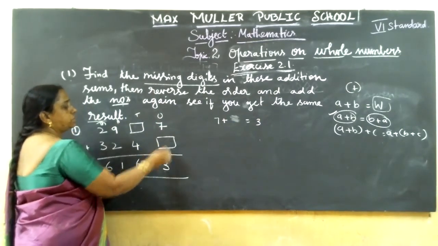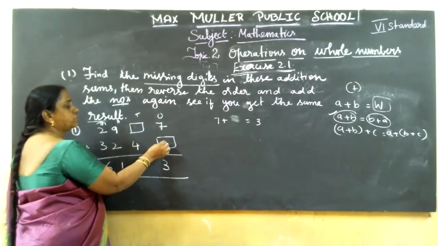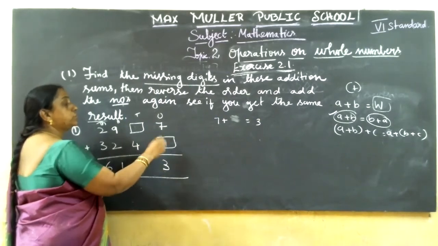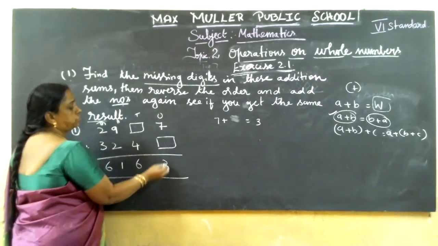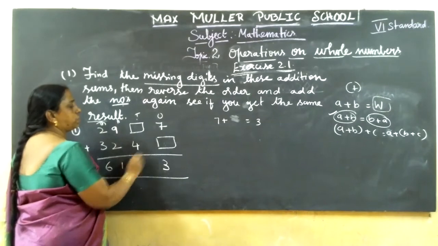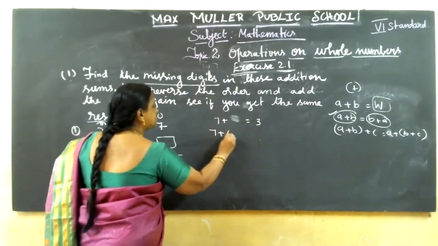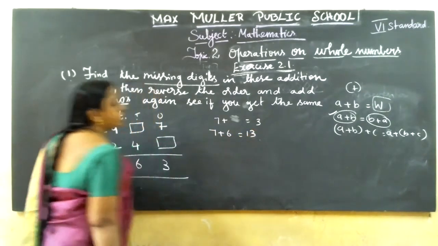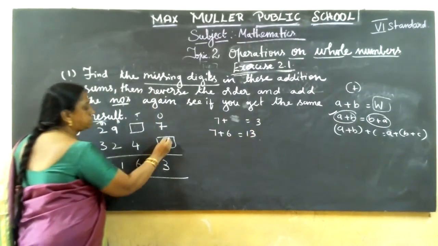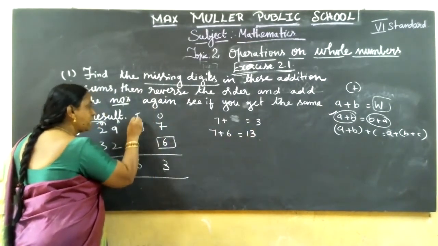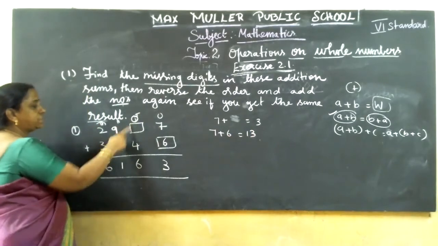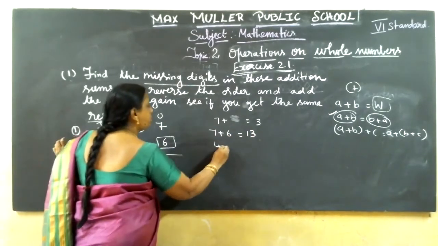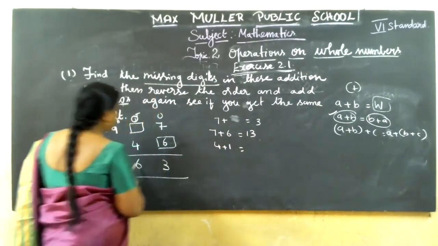7 plus 2 is 9. 7 plus this one, 8. You should go for more than 2 digits, it should come, then only 13, 1 carry you can go. 7 plus 6 gives 13. So here 6. Now 1 carry over, you got it. Now in this place, 4 plus 1, then you will get 6 here.